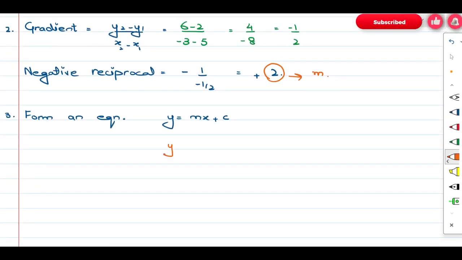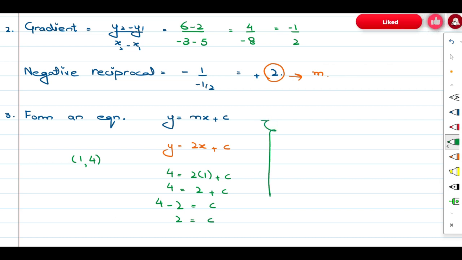Okay, now we have y equals 2x plus c, and to get the value of c we use the midpoint, which is (1, 4). X is 1, y is 4, equals 2 into 1 plus c. 4 equals 2 plus c. 4, we need to take away 2, equals c, so 2 is the value for c. Okay, after getting the m and the c value, we have the equation of the perpendicular bisector: y equals 2x plus 2. This is the equation of the perpendicular bisector of the given line.